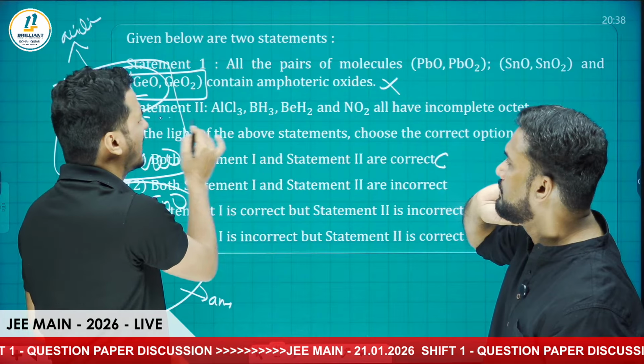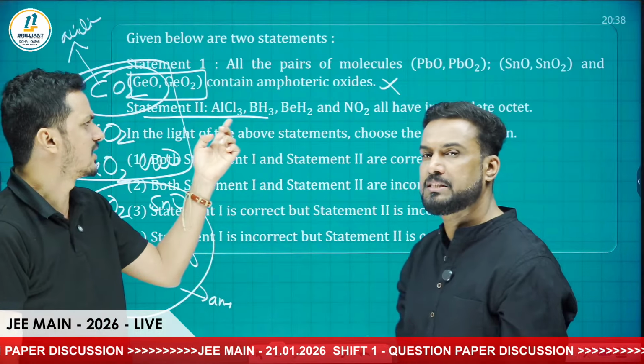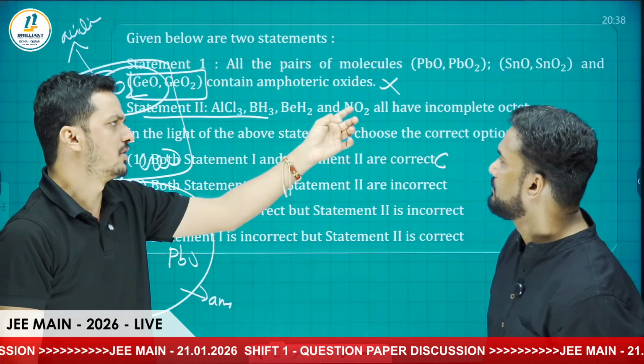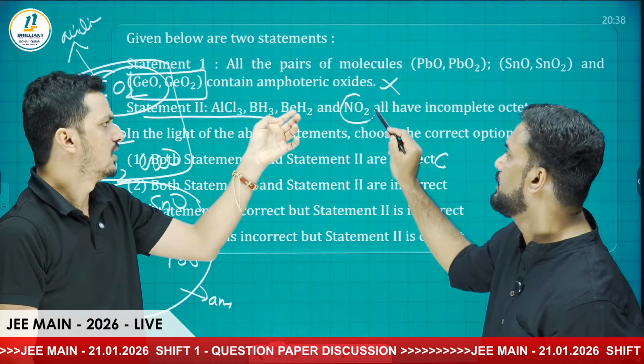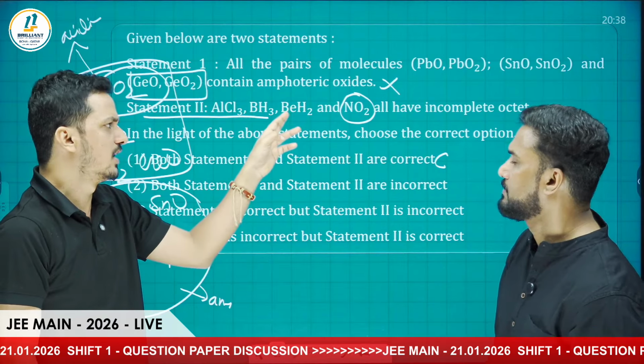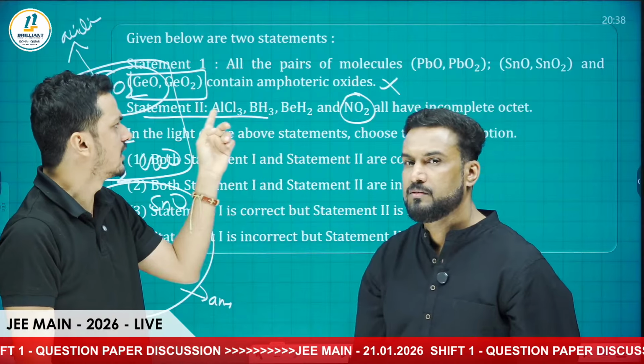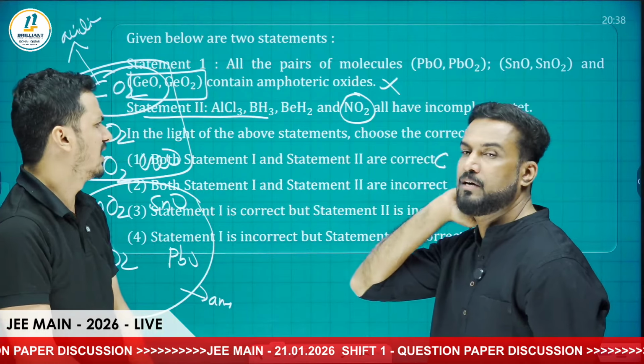But this one, I think everyone will do. AlCl3, BH3, BeH2, NO2. NO2 is the odd-electron molecule. Here it is an incomplete octet. Beryllium-forming compounds are incomplete, and 13th group compounds also do not have a complete octet.